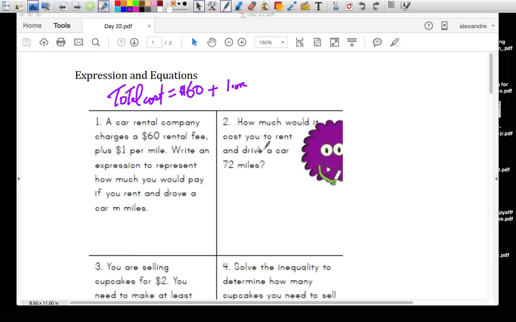What would it cost to rent and drive a car 72 miles? Okay, so there you go. So I'm going to pay 60 bucks no matter what, plus $1 times how many miles? 72. So 60 plus 72, and my total is $132. $132 is what I paid. Okay.